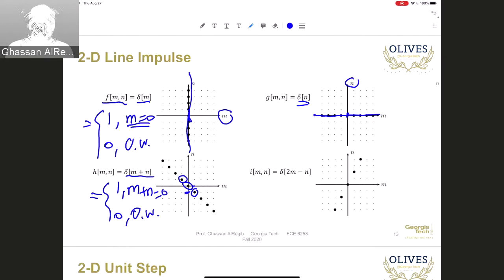And then similarly, you can extend this example. This would be equal to one when 2m minus n is equal to zero, and zero otherwise. And you can draw this line here, and you can see this is the line that we have with a positive slope in this case. So we have this kind of line of impulses to define the extension of the unit sample from the 1D case to the two-dimensional case.